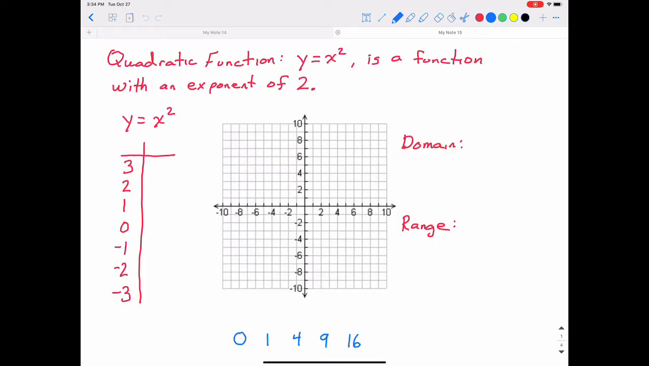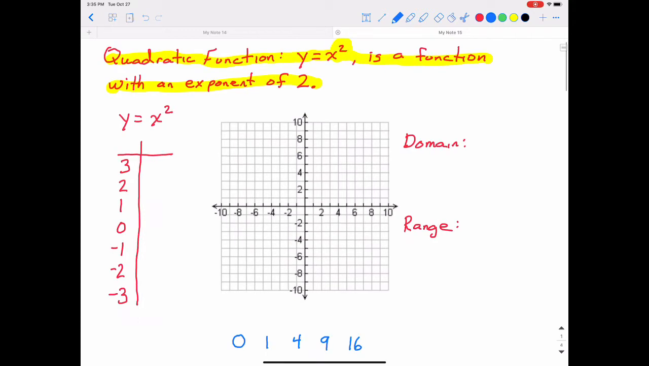Before we get to the shortcuts for graphing functions that are not linear, I want to talk about the quadratic function. A quadratic function is a function in the form of y equals x squared. It's a function with an exponent of 2, and that exponent of 2 is what makes it a quadratic function. So I want to explore what a quadratic function looks like with a t-chart. Over on the left, I've got y equals x squared, and we're going to plug all those numbers in for x, which simply means we're squaring each one of those numbers.